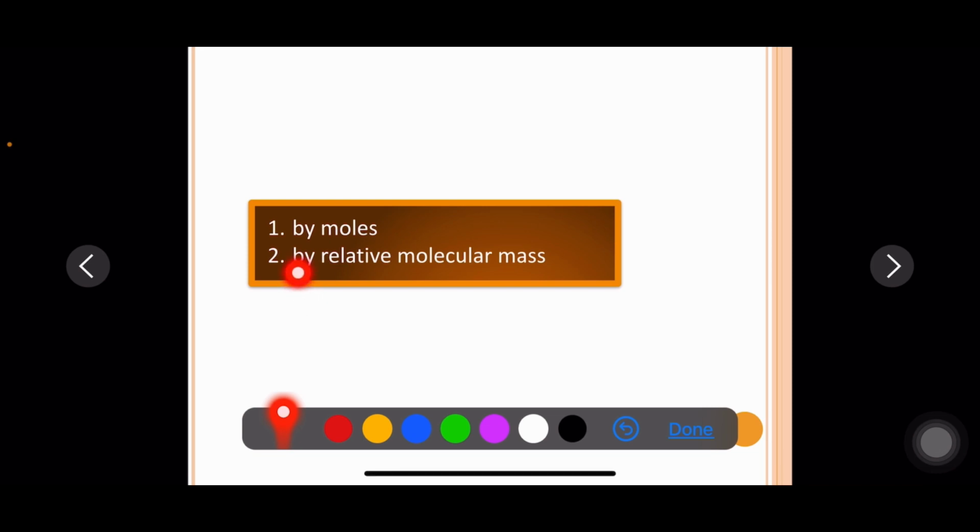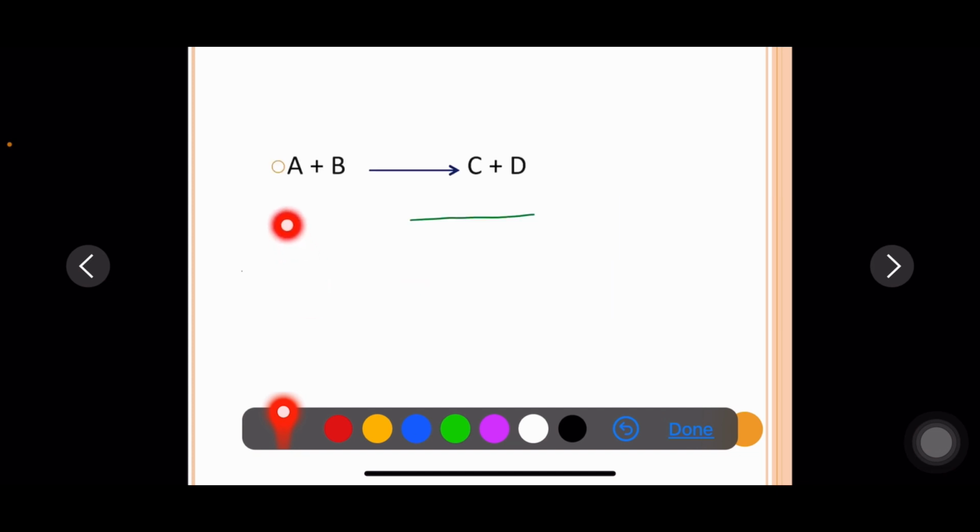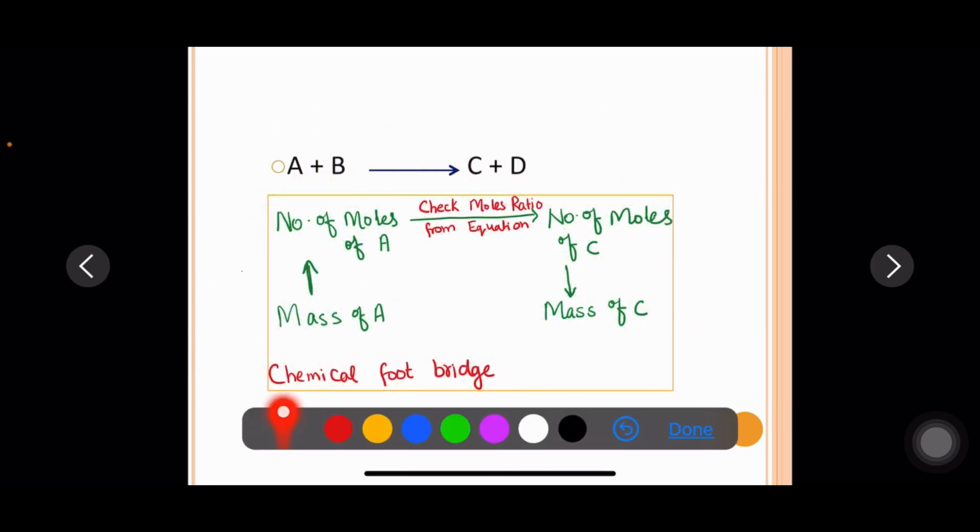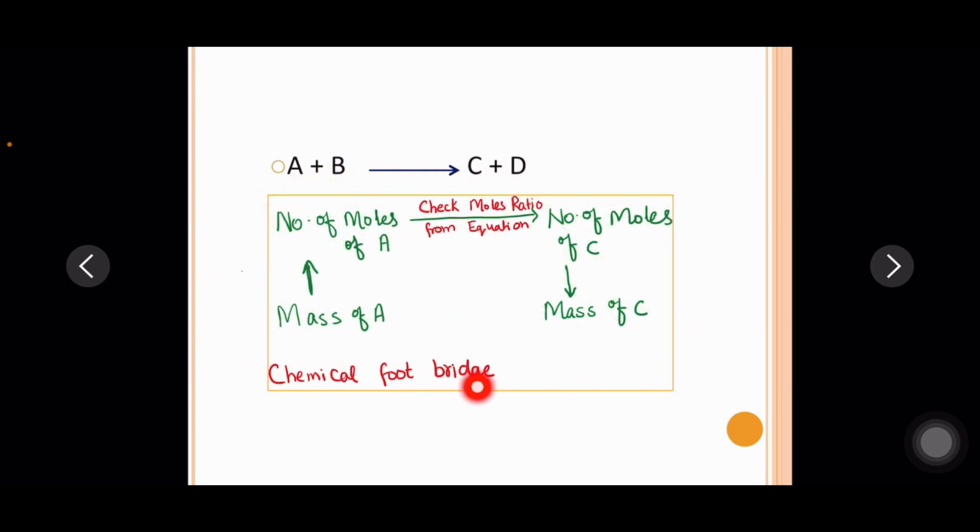We can calculate the mass of the product in two ways, either by using moles or by using relative molecular mass, or MR value. For example, if we have an equation A plus B forms C plus D, A and B are the reactants and C and D are the products. How to calculate the mass of the product if the mass of the reactant is given? For that we have to use a footbridge. This is known as the chemical footbridge.